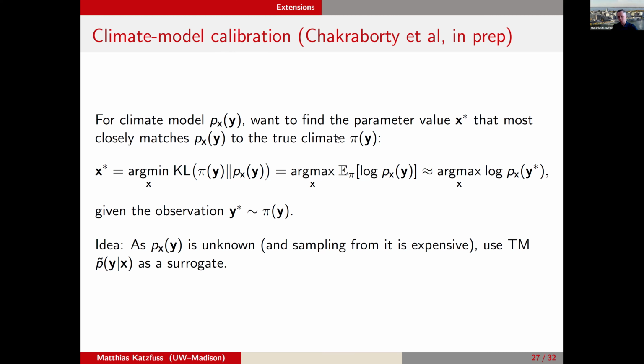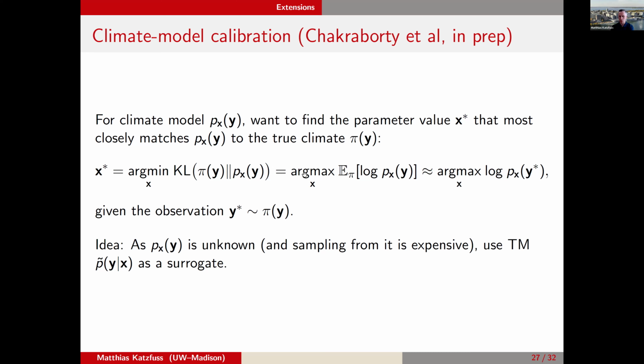So we're thinking of there being the true climate out there in nature, and we're trying to calibrate our climate model such that we match the climate model distribution as closely as possible to the true climate by modifying this x and choosing the value of x that matches it most closely. For example, we could be doing this in terms of just minimizing the KL divergence between the true climate distribution pi and the climate model distribution p_x as a function of x.